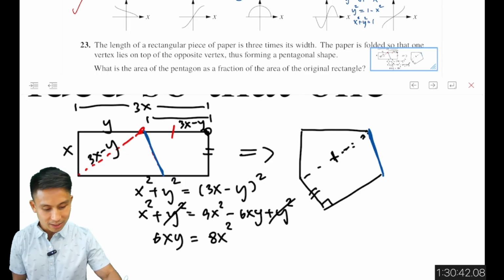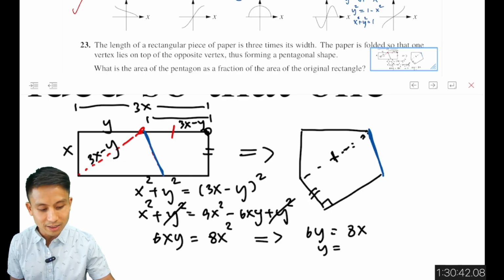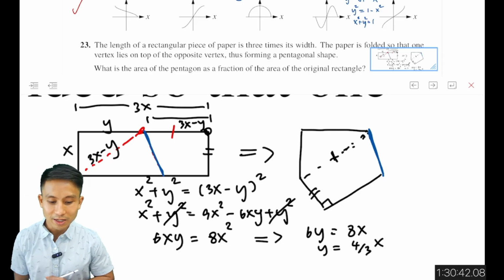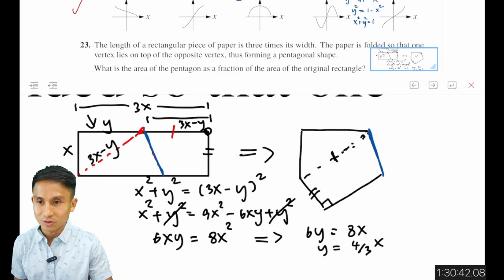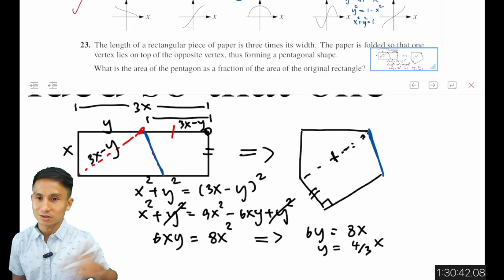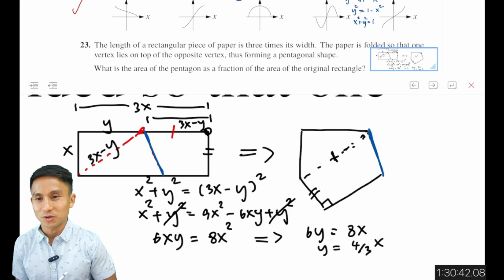If you cancel the x, you get 6y equals 8x. So that's giving you y in terms of x as 4 over 3 x. Just do the fraction there. So y is 4 over 3 x. Then you know this side, you know the y now. You should then know the other one because it's just 3x minus y. And when you know a lot of things here, you can find the area.